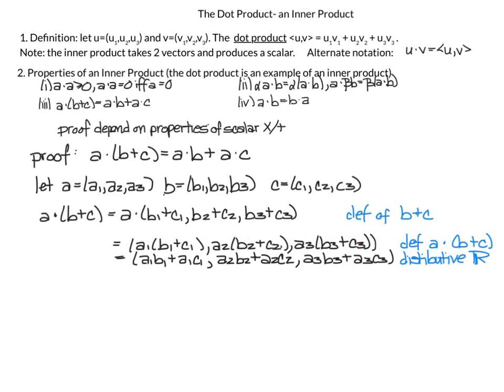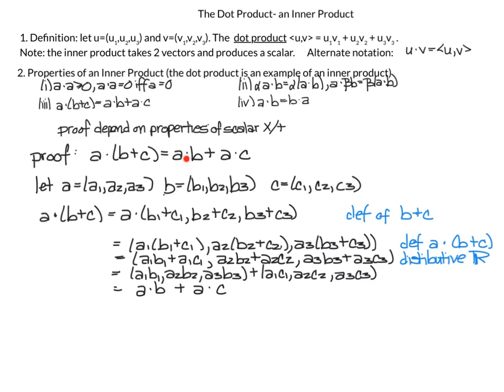Now at this point, our a1, b1, and c1, all of these are now just real numbers. They're scalars. So we can use the distributive property of addition and multiplication of real numbers to rearrange, well, one, to multiply the a1 in. So we have a1 b1 plus a1 c1, a2 b2 plus a2 c2, and a3 b3 plus a3 c3. Once we have this all broken up, now we can build back up so it looks something like this.